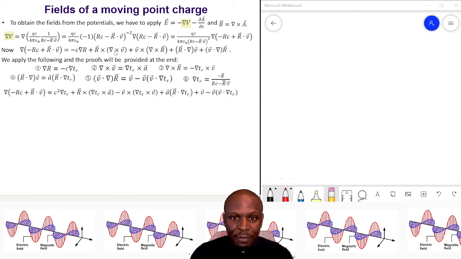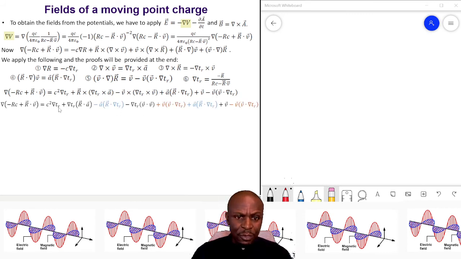For an example, whenever I see this is the R cross the curl of V. What is the curl of V? The curl of V is given by this. This is this R, this is that R, but the curl of V is just given by this. Right. Now the curl of R, what is the curl of R? So the curl of R is this one here. So now if you put everything there, this is what you are going to have.